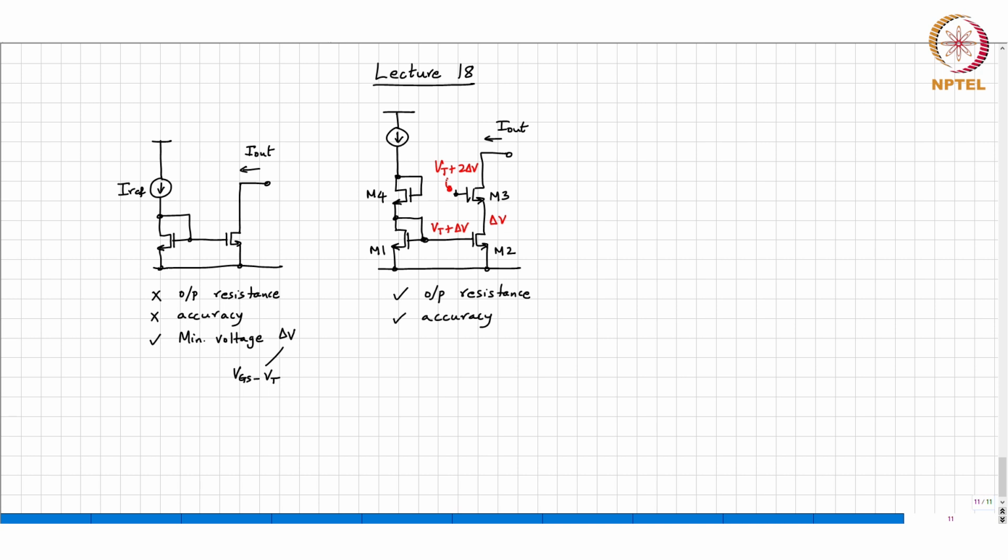Remain same as what? gm ro times the previous ro. Yeah. So if I connect the gate to VT plus 2 delta V, that is enough to keep both M3 and M2 in saturation. And the output resistance will be gm ro times ro, which is gm ro square. All right. Okay. But then why did we connect it to VT plus 2 delta V? Why did we connect it?